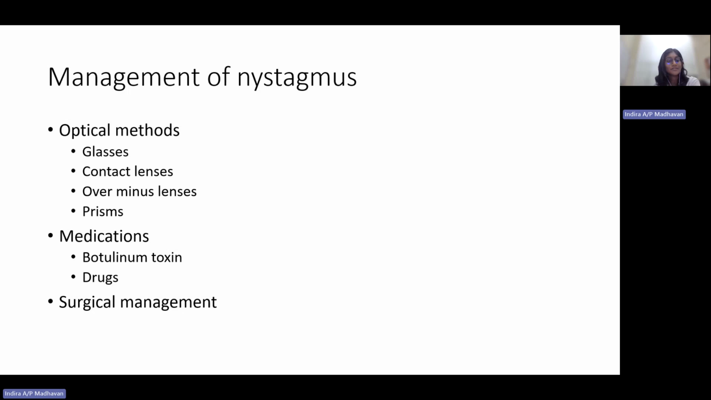So what are the management options available for nystagmus? Obviously, the first one is the optical method: glasses, contact lenses, over-minus lenses, prism lenses, anything to correct the refractive error, and also any specialized lens to help them see better. Next are medications like Botox injection to control the movement of the eye, drugs, and also surgical management to control the movement of the eye.